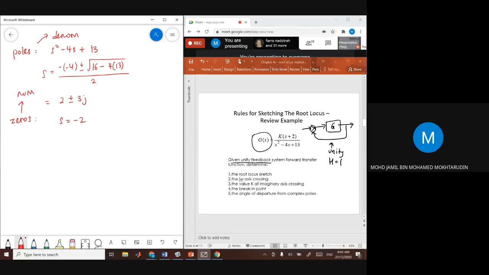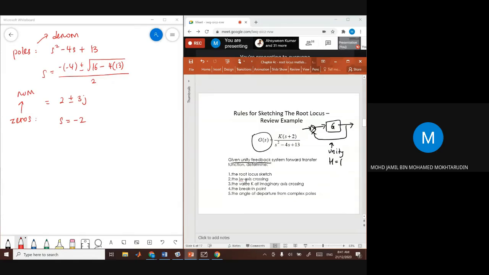And then after that, if you get this sort of question where question number 1 asks you to sketch the root locus first, I will suggest you answer questions 2, 3, 4, 5 first before you sketch the root locus, because sometimes we don't know where the jw axis crossing is, or maybe you don't know whether the root locus has a crossing or not. So try to calculate everything else first before you sketch.